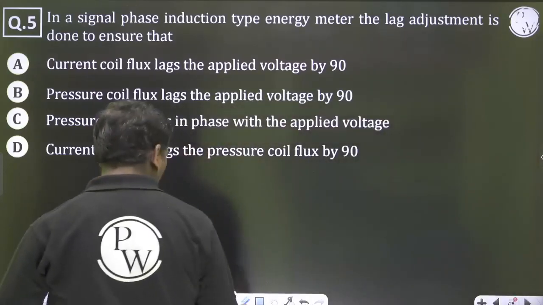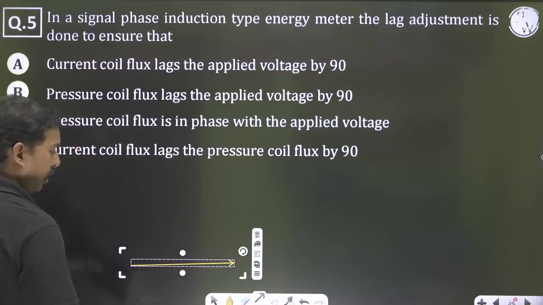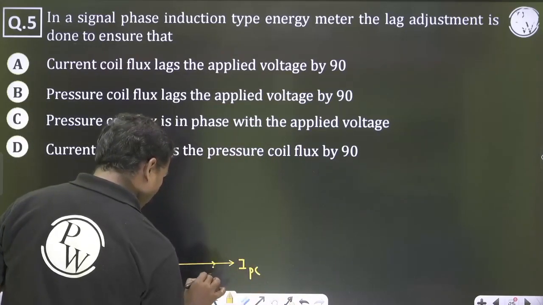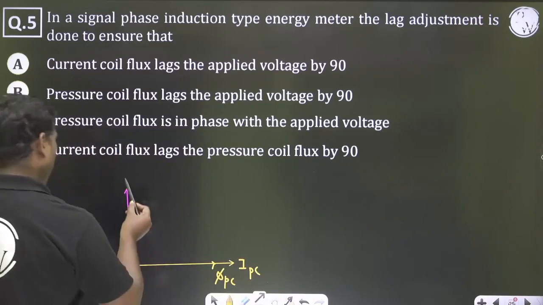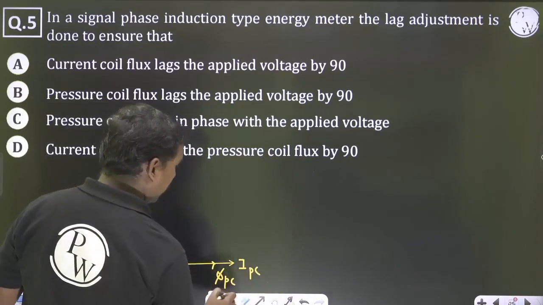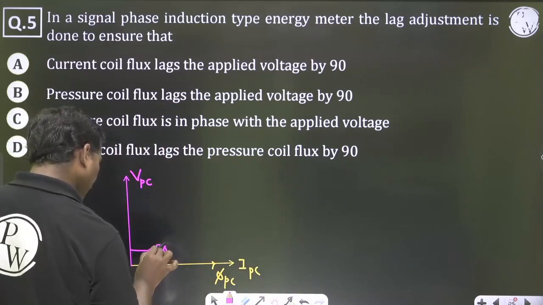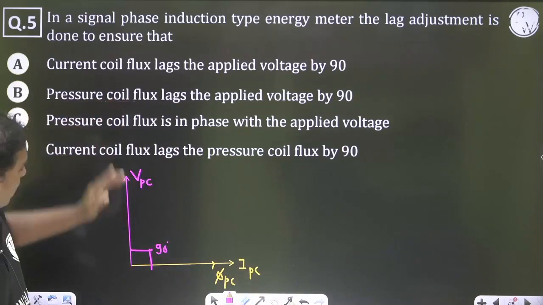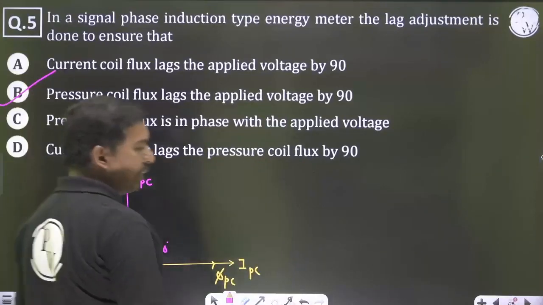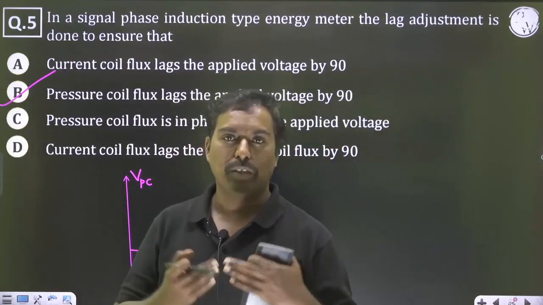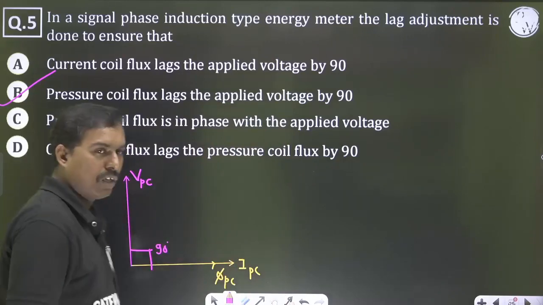One of the important points that you would understand here is this is our current passing through the pressure coil, and this is the flux in the pressure coil. Yes or not? And this is what we call the voltage in the pressure coil. This particular angle must be 90 degrees. So that's what we have to say: pressure coil flux lags applied voltage by 90. So this is the ideal situation, right? We expect the pressure coil flux should be lagging by 90 degrees, but that cannot happen practically. So it will be like this. That's what we have discussed, the angle delta.